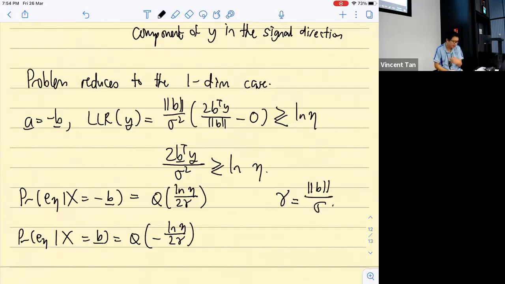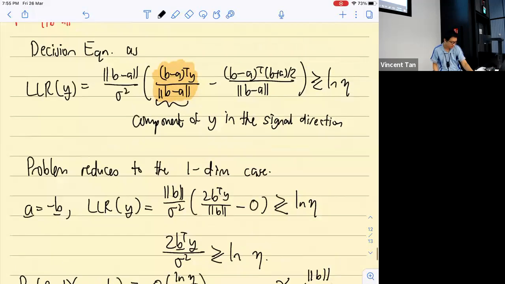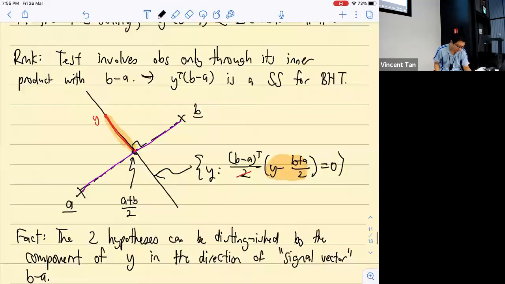Okay, and I'll derive these two in a short moment. I'll derive these two very quickly. Okay, so before I calculate this, let me go through this example one more time.